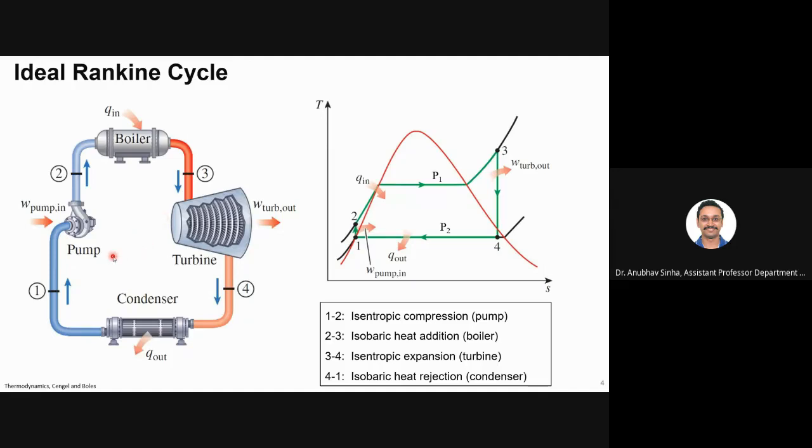Now let us look at these processes in the TS plot. So the first step is isentropic compression. Okay, inside the pump we are assuming to have isentropic compression. So if you look at this plot, we will plot all the cycles using the vapor dome. So I want to see whether my substance at that particular point is a liquid or a vapor or a mixture. So I need to plot the cycle coordinates in relation with this red curve, which is a vapor dome.